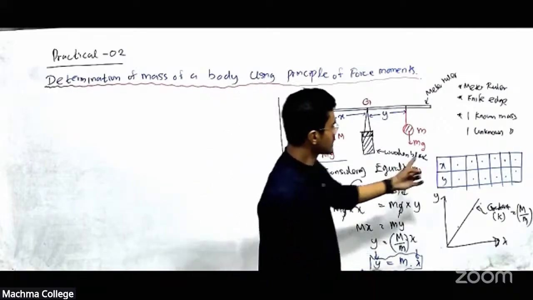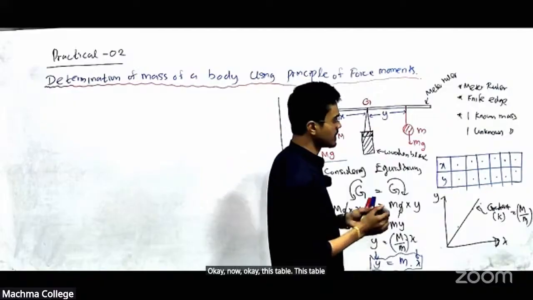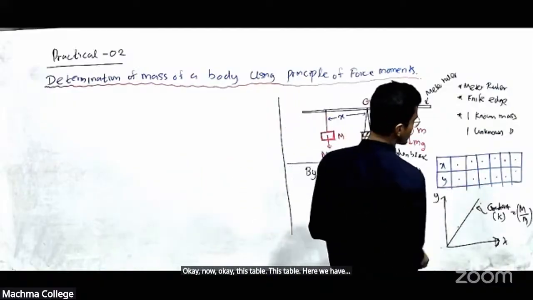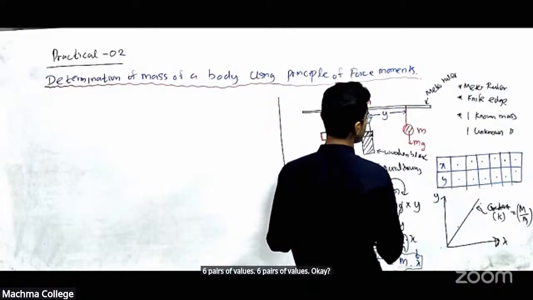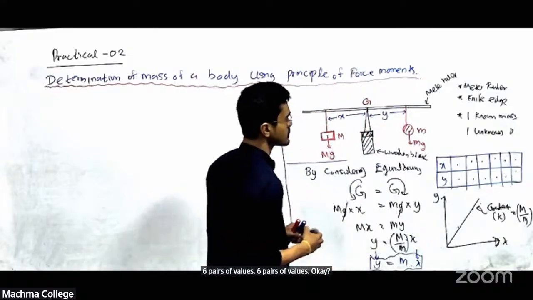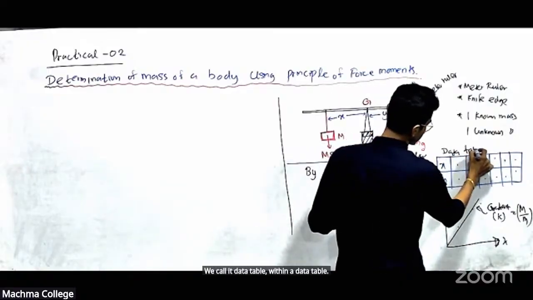Okay, now take this down, this table. Here we have 6 pairs of values. Right? This is called a data table.